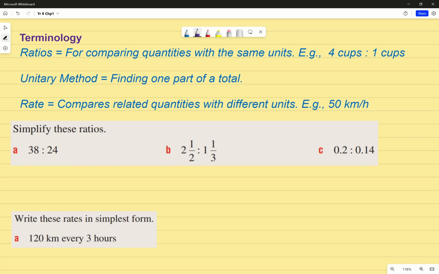I heard someone very quietly say rate. That is correct, because an egg is not the same as a cup. They're different units, so it'd be a rate. Thank you very much. The last one I'll talk about a bit later. It's just the unitary method, which I'll come back to in a second.